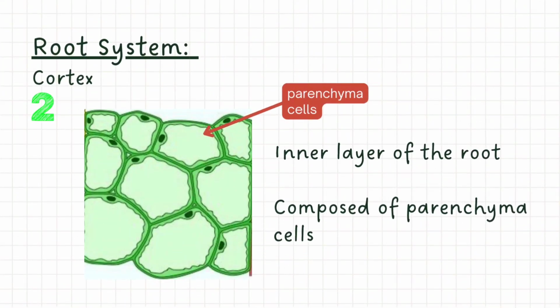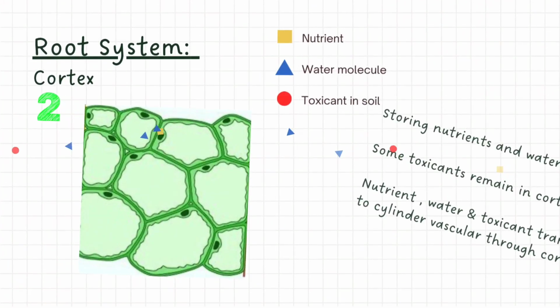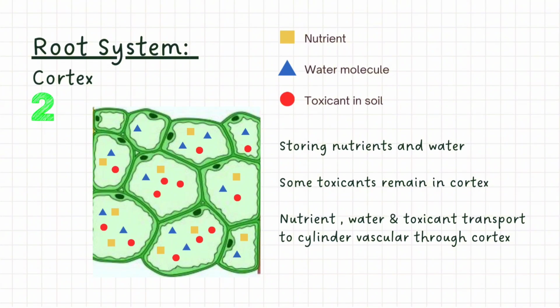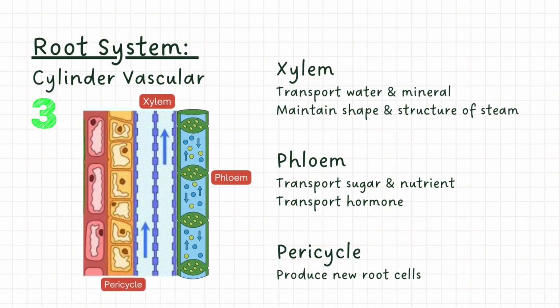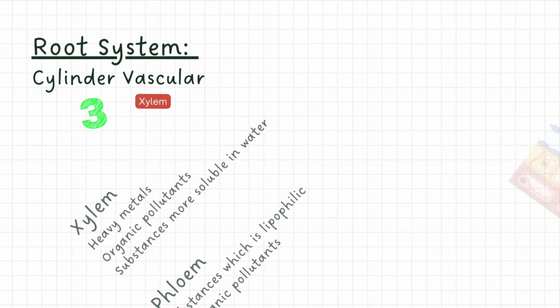So I'm Chong Hui. I will explain about the cortex. The cortex is an inner layer of the roots, composed of parenchyma cells. The parenchyma cells are used for storing nutrient and water. Some toxicant will also remain in the cortex. These three substances will be transported to the vascular cylinder through the cortex. The vascular cylinder consists of three parts: xylem, phloem, and pericycle. Xylem is used to transport water and minerals. Phloem is used to transport sugar, nutrient, and hormone. Pericycle is used to produce new root cells.